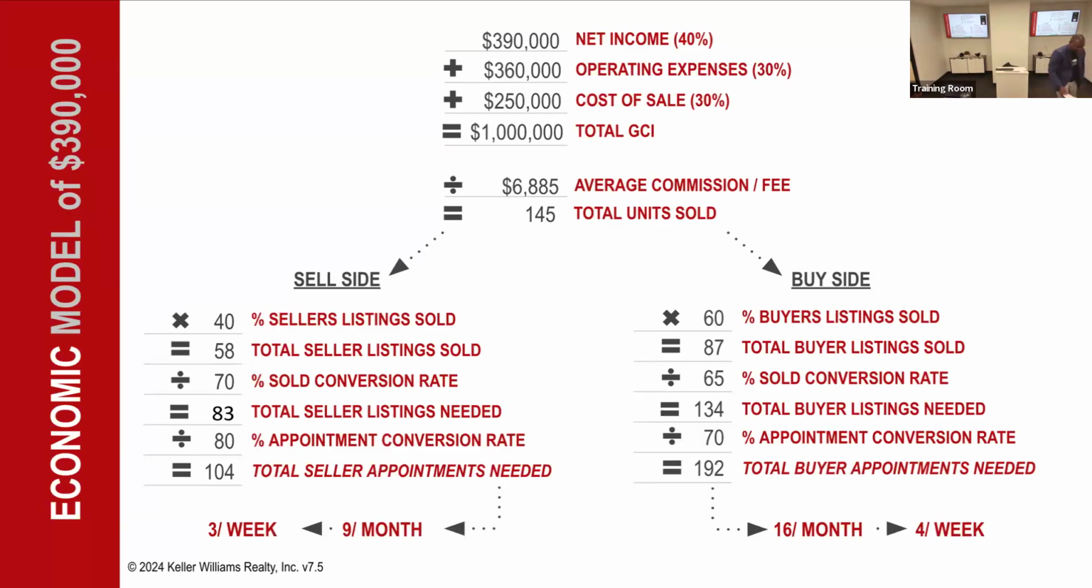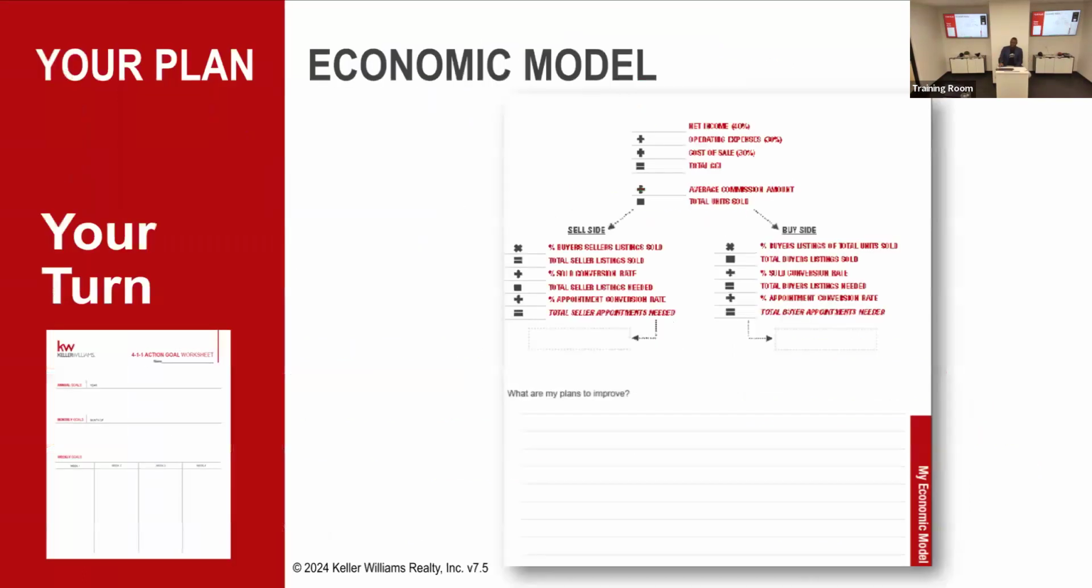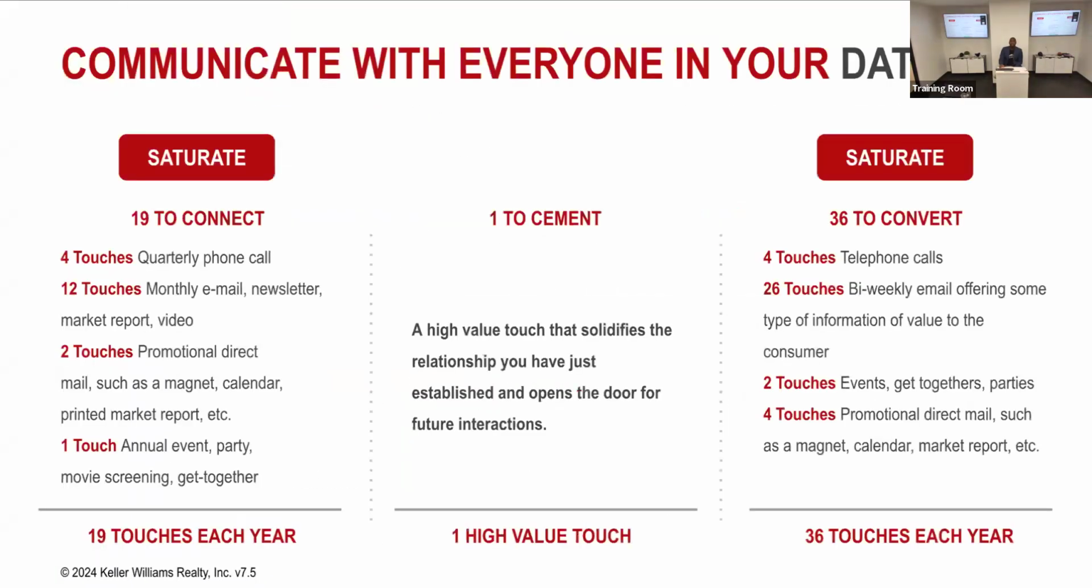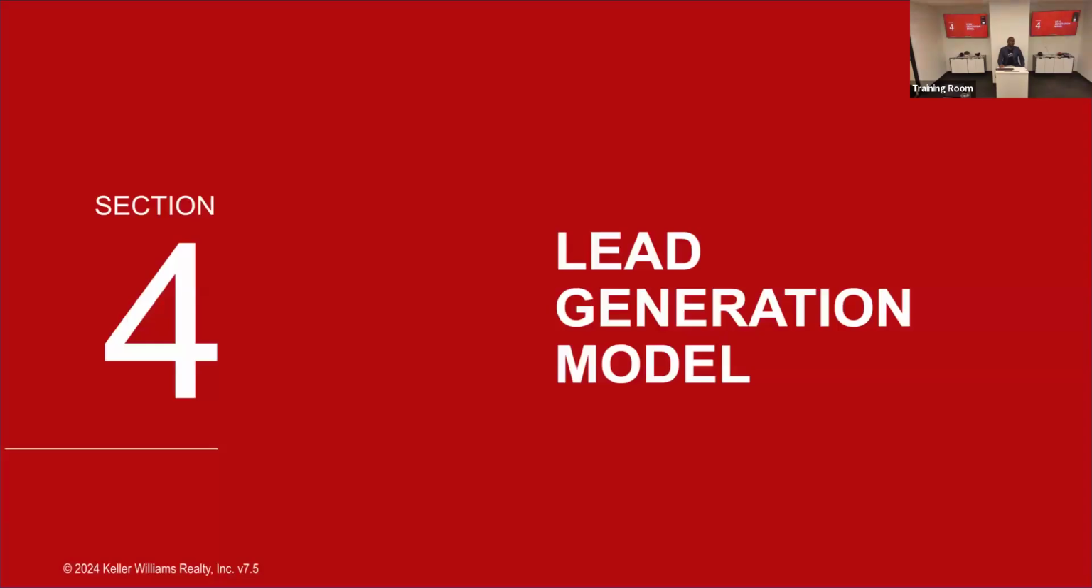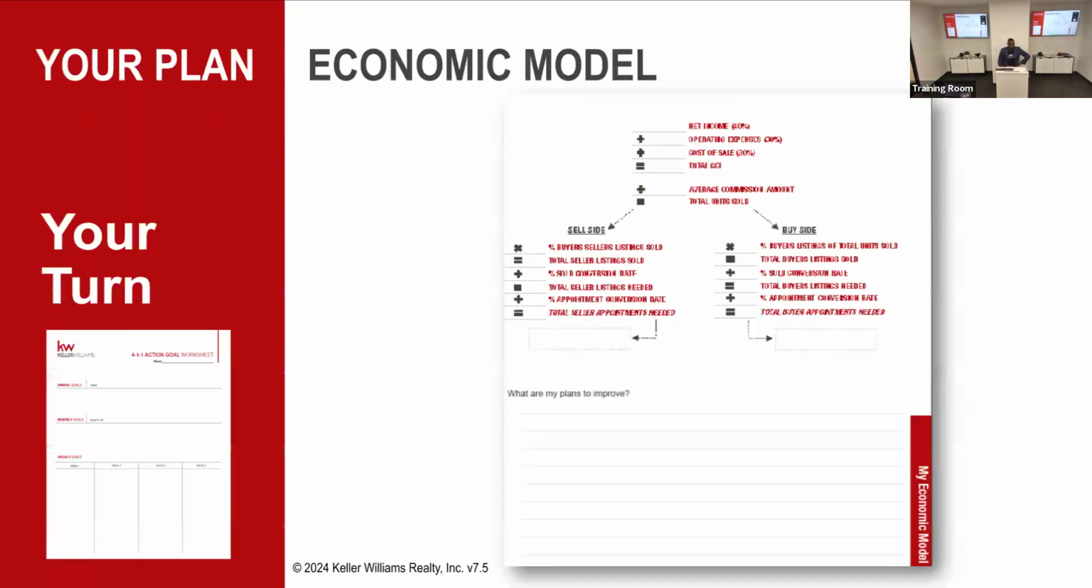There you go. So now you've got your net income. You got your total units sold, because we just calculated that, so I know how much money I'm gonna make. There's no slide for it, sorry, guys. You know how many listing appointments I need to go on based on my conversion rate. I know how many buyer appointments I need to go on based on my conversion rate.